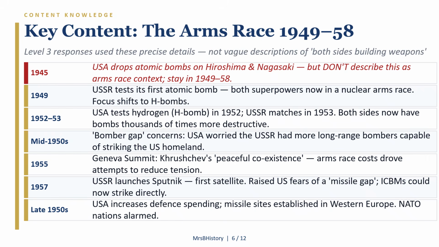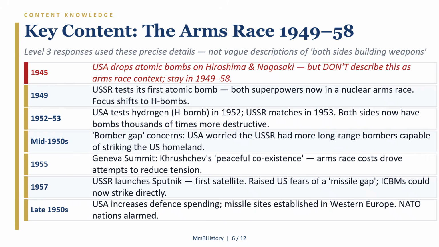Fourth was Sputnik in 1957. The USSR's launch of the world's first satellite was not just a scientific achievement, it proved that Soviet ICBMs, intercontinental ballistic missiles, could now reach the US homeland directly. American defense spending increased sharply. Missile sites were established across Western Europe. This is excellent own knowledge for your answer.